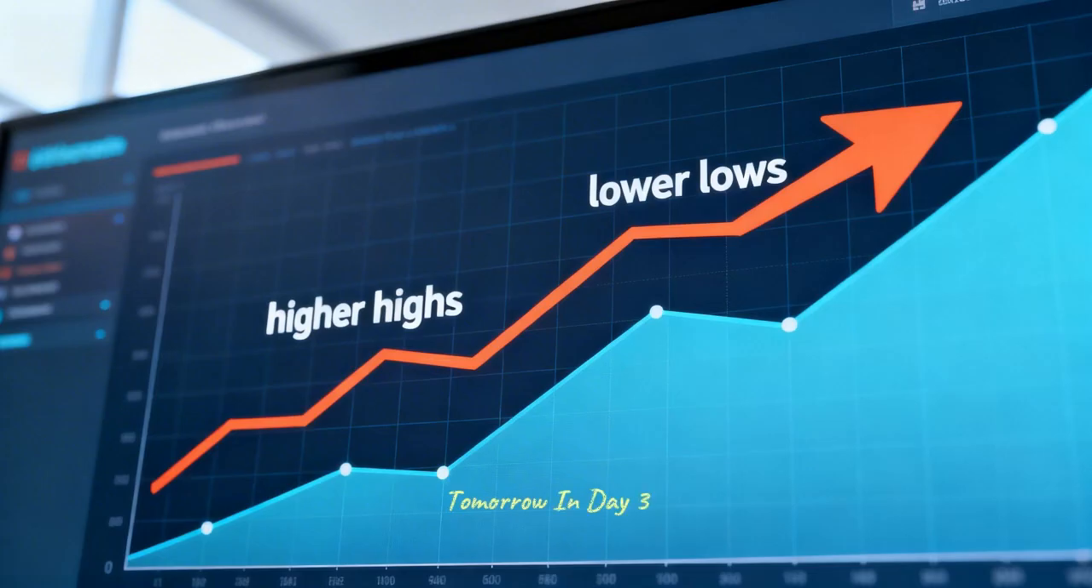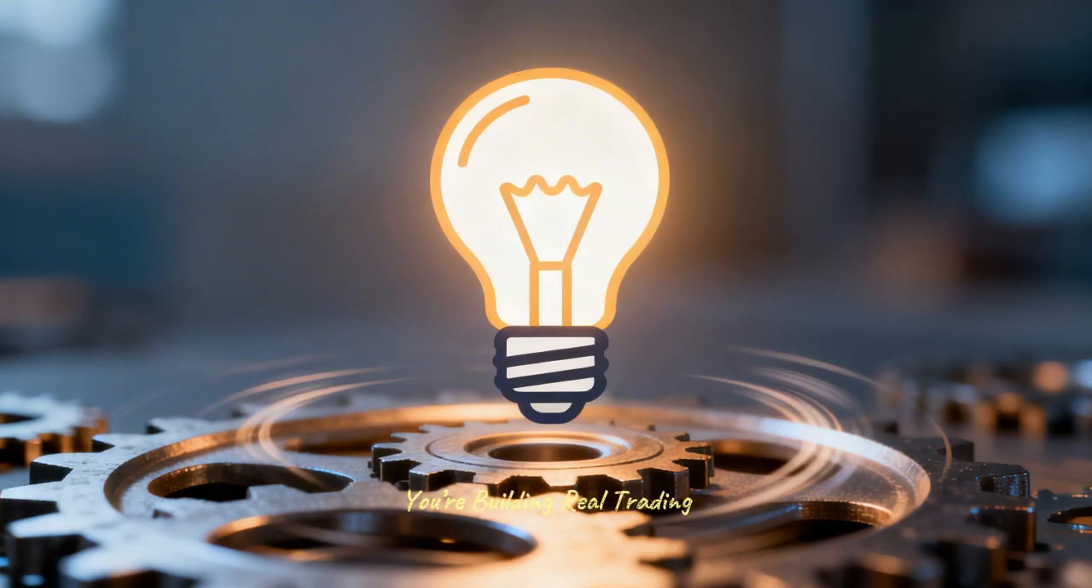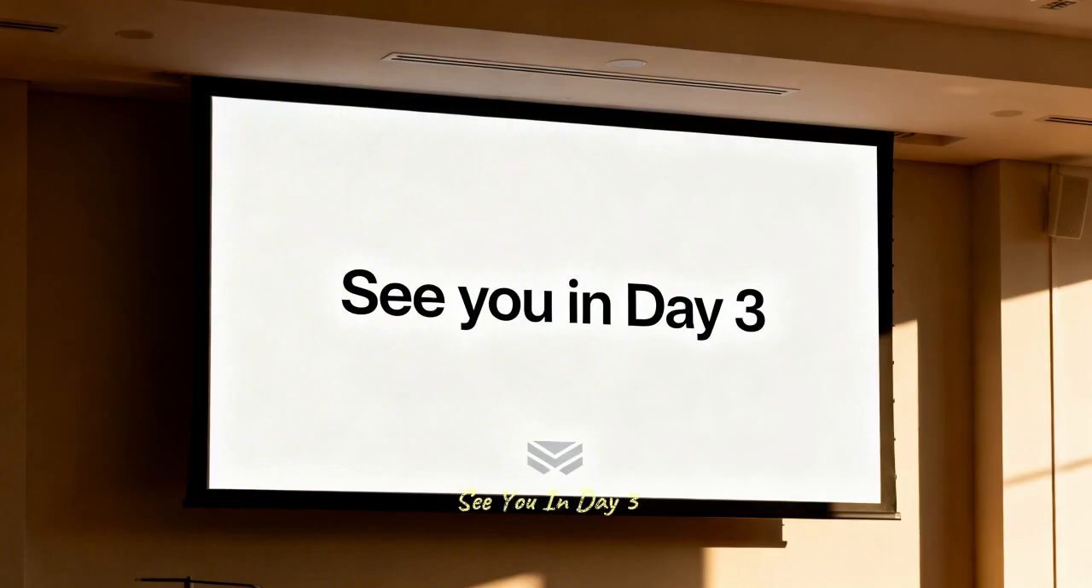Tomorrow in Day 3, we'll cover trend structure: how to identify higher highs, lower lows, and real market direction. You're building real trading awareness now. See you in Day 3.